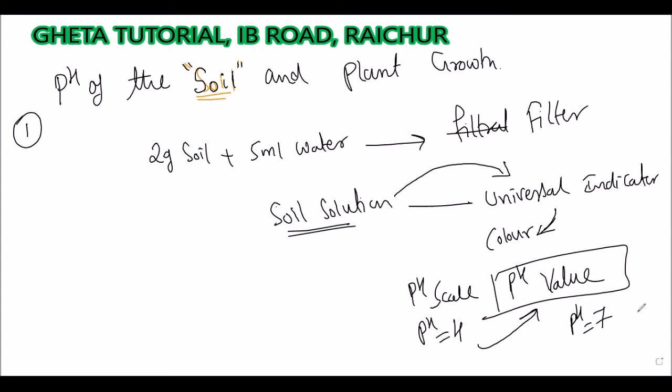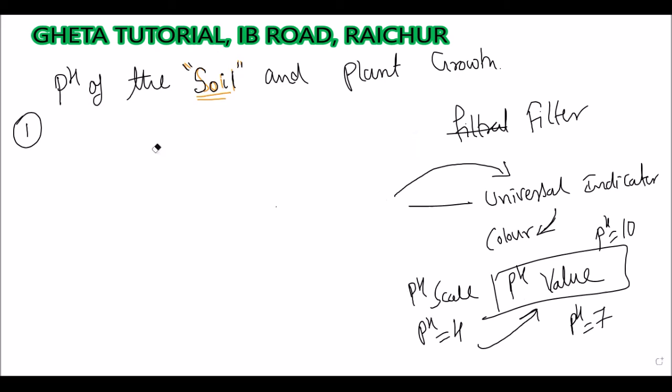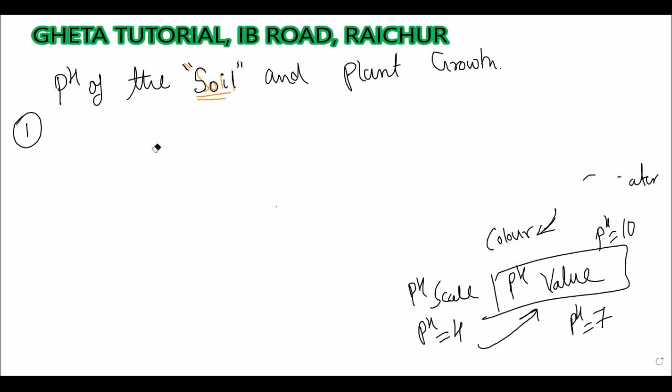Acidic. Weakly acidic, acidic soil. If the pH is equal to 10, then what is the soil? Basic. So before growing any crop, we have to test the soil, or find out the pH of the soil, whether the soil is neutral, acidic, or basic.